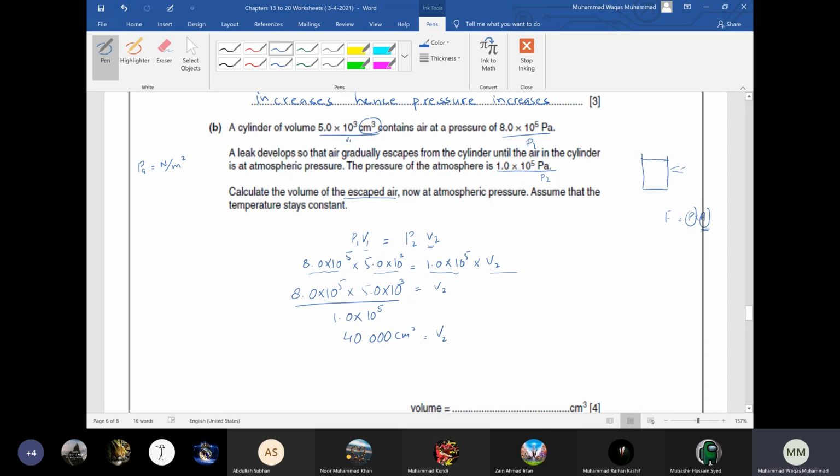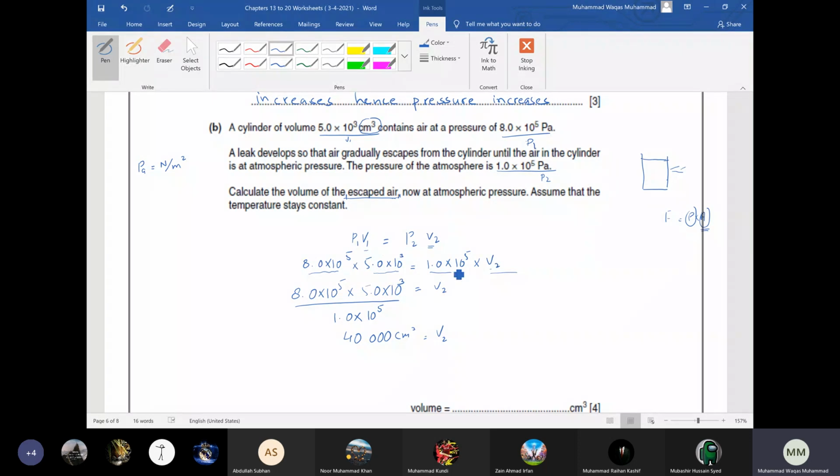Now tell me, is it what we are looking for? Do we have to find this? The question says calculate the volume of the escaped air. Then is 40,000 our answer? Yes, sir. No, beta, this is not the volume of the escaped air, right? Because this is the volume of all the gas. Now this will be the volume of the gas when it will cause a pressure equal to 1.0 times 10 to the power 5 Pascal. It means the gas mass does not change. You remember that or not?